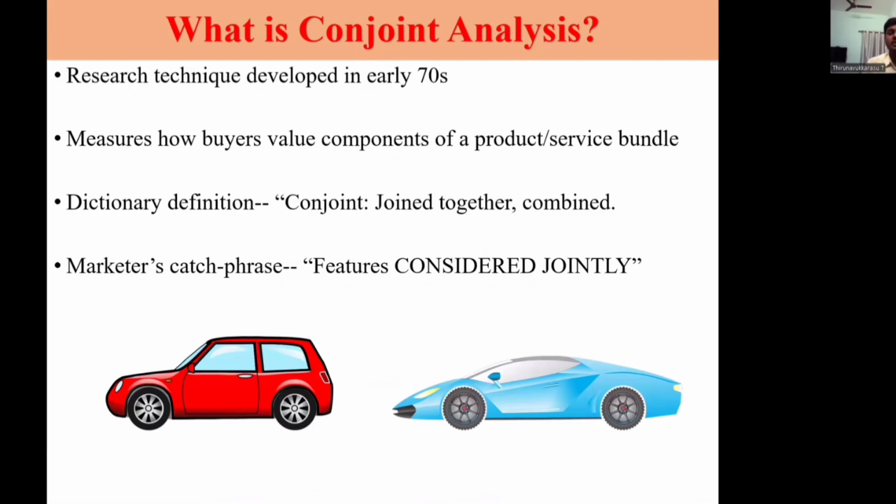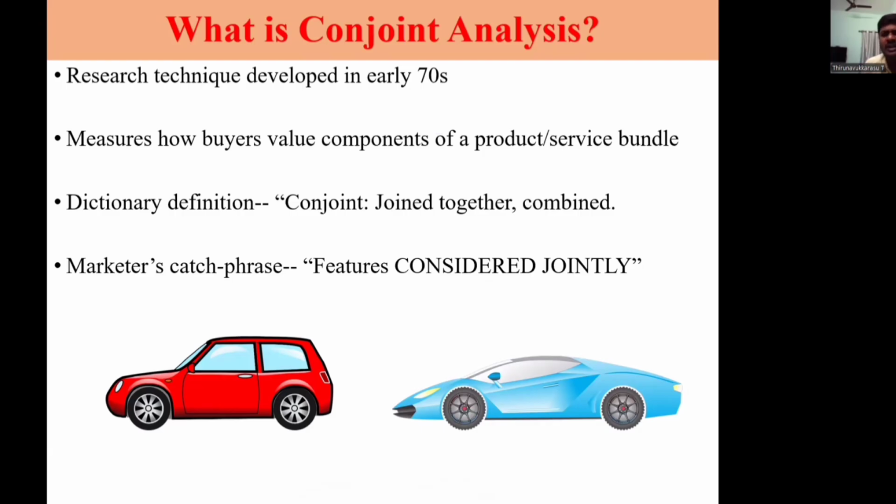This is about conjoint analysis, which was developed in the early 70s. It is about the value components of different products and services bundled together. The literal meaning is to consider jointly, or join together. What do we have to consider jointly? The product features, or different attributes of the product. We will learn what an attribute, a profile, and a level are in our part two video.